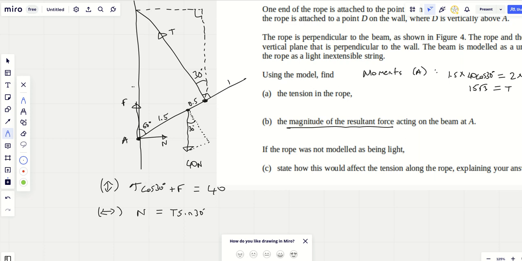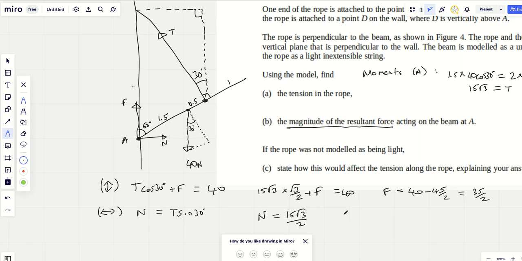Okay, anyway, we've got 15 root 3 times by root 3 over 2 plus f equals 40. And so f is going to be 40 minus, what is that? 3 times 15, 45 over 2. And that, of course, comes to 35 over 2, I think. Okay, n is just half of t, and t is 15 root 3. So that'd be 15 root 3 over 2. Because sine 30 is a half.